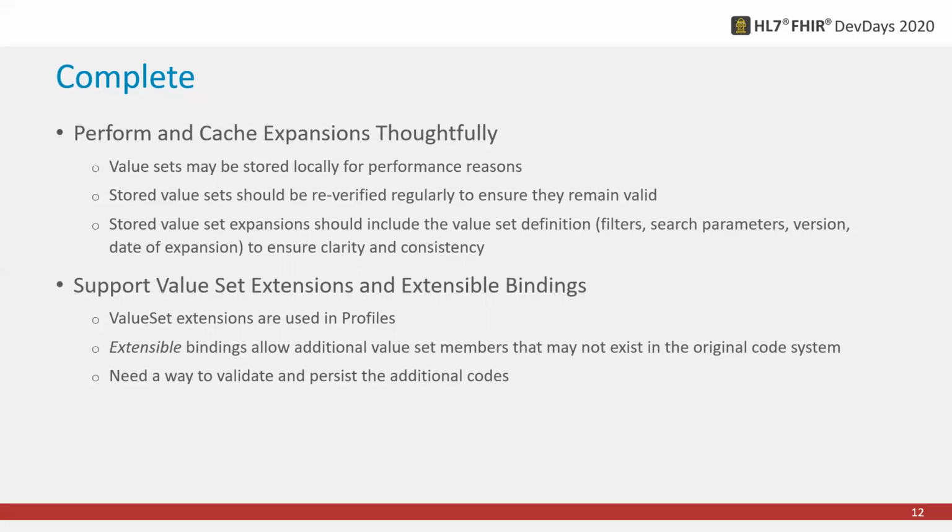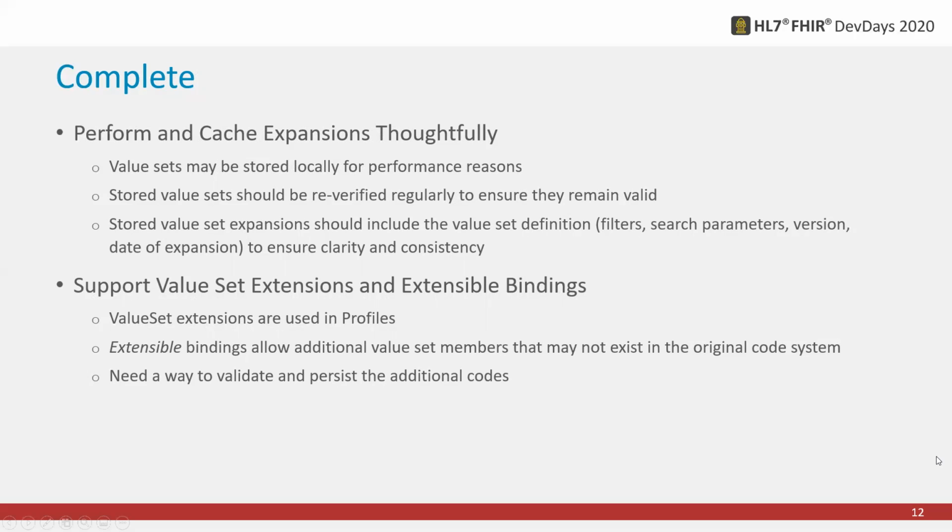It's just important to make sure that if you are storing or caching a local copy of a value set expansion, along with that, you store the filters, search parameters, code system version, date, and so forth that were used to generate that expansion, so that as you're using it, you know exactly what you're using and what you're getting.